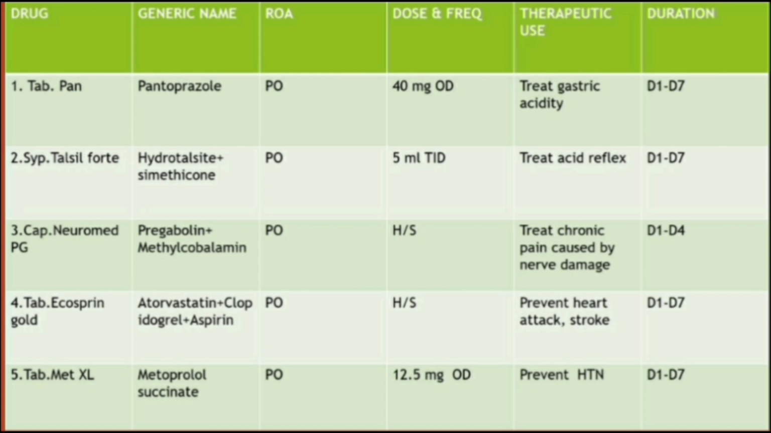Capsule Neuromed PG, generic name is pregabalin, methylcobalamin, route of administration per oral. Therapeutic uses: treat chronic pain caused by nerve damage, duration day 1 to day 4. Tablet Ecosprin Gold, generic name is atorvastatin, clopidogrel plus aspirin, per oral, prevent heart attack and strokes, day 1 to day 7. Tablet Metexel, generic name is metoprolol succinate, route of administration per oral, 12.5 mg once a day. Therapeutic uses: prevent hypertension, duration day 1 to day 7.